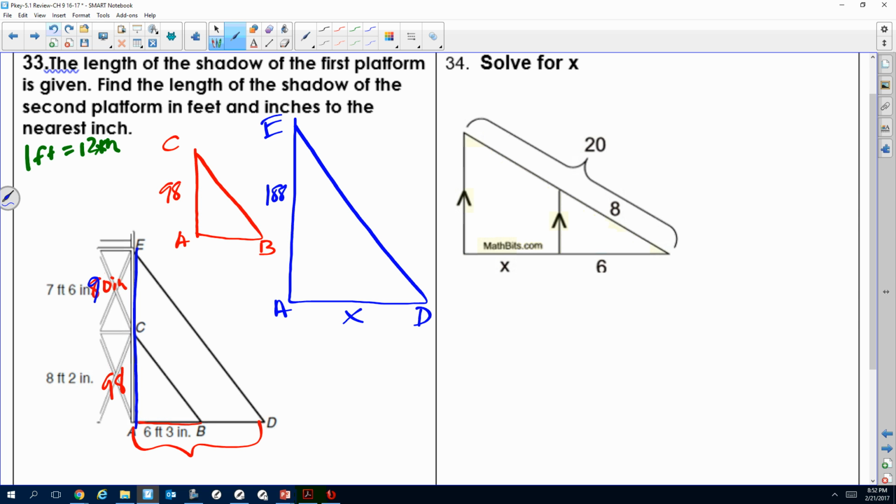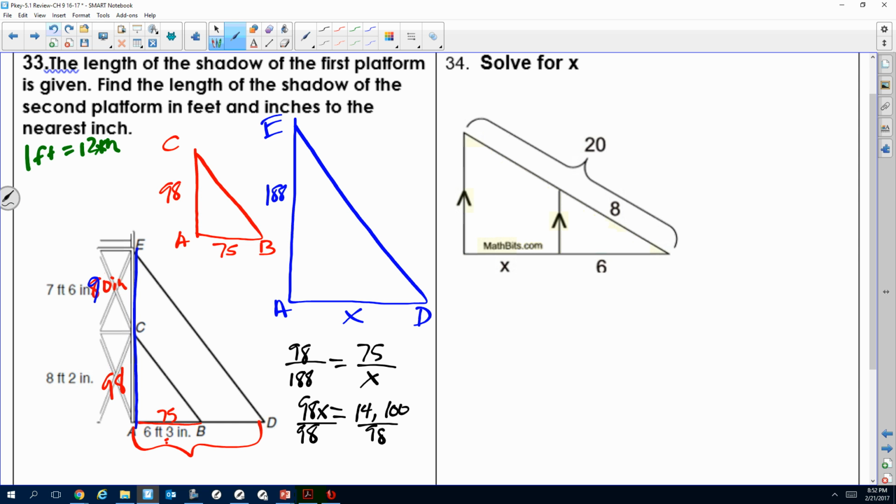All right, and then on the base here of the red triangle, 6 feet and 3 inches. That's the same as 75 inches. So right here, and now we have our proportion. So when we set it up, we're going to have 98 inches is to 188 inches, which equals 75 is to x. We cross multiply, we get 98x equals 14,100 inches divided by 98.